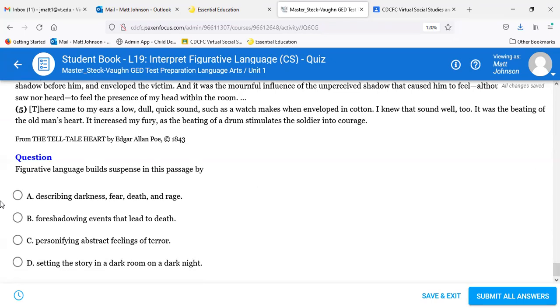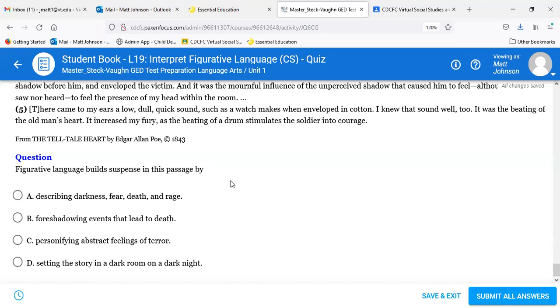6, and our last one for the quiz here. Grace, would you like to read 6 for us? Sure. Figurative language builds suspense in this passage by A, describing darkness, fear, death, and rage. B, foreshadowing events that lead to death. C, personifying abstract feelings of terror. And D, setting the story in a dark room on a dark night.